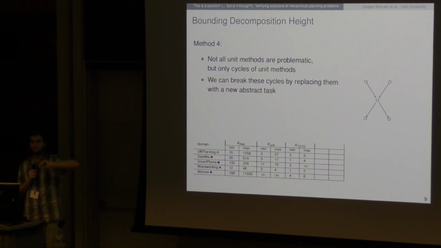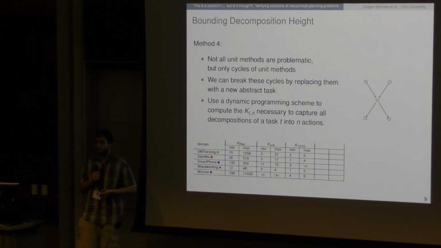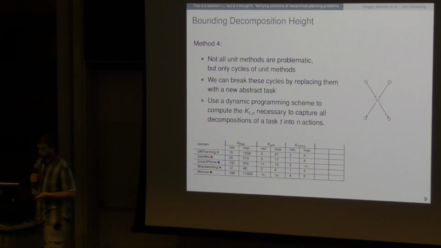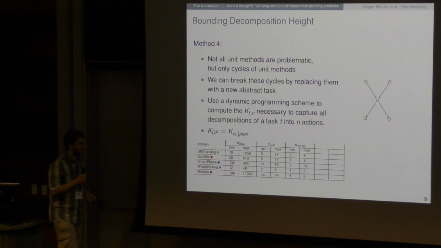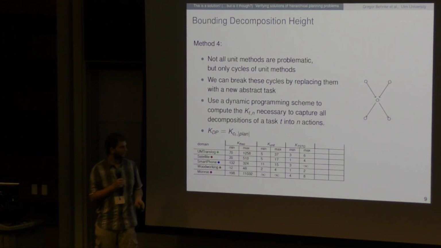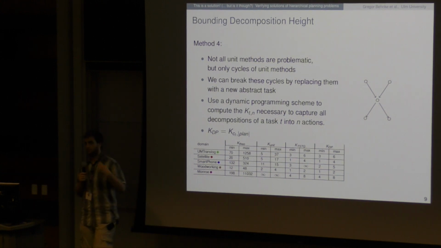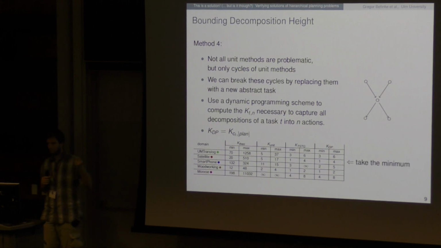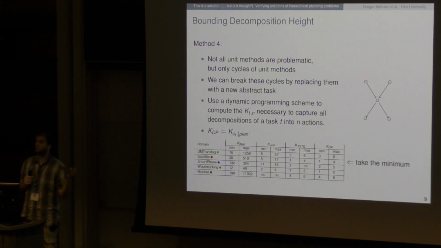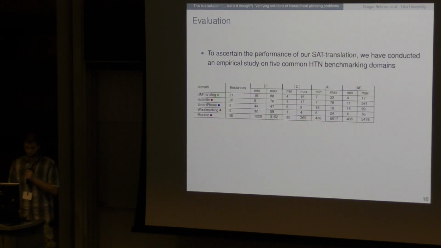You can just replace them by a new abstract task, and then you can apply a dynamic programming scheme to compute, for every task and number of actions, how many decompositions you need at most to reach that. And then just use the obvious value from the DP. These values can be computed for all the domains, all the time, and are always small. To sum up, in the end we can just use the minimum of all the lines, because we have computed a lot of upper bounds and the minimum is always feasible.